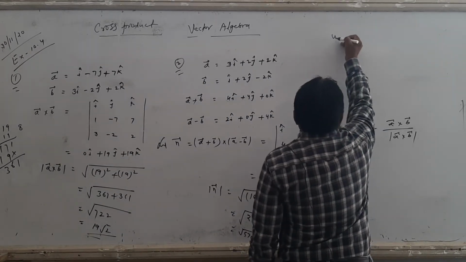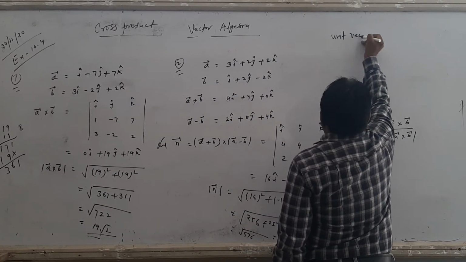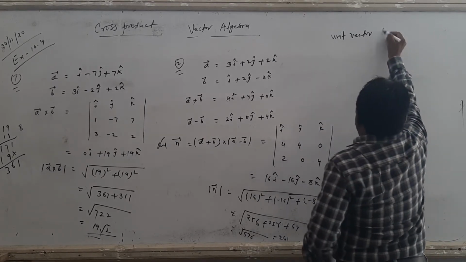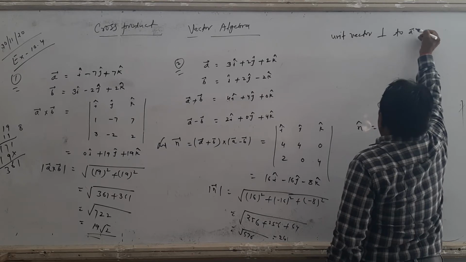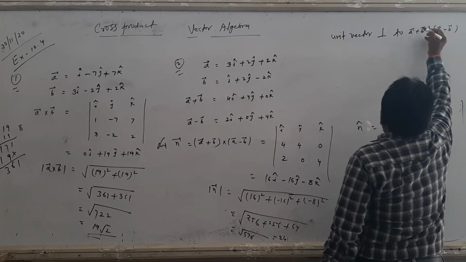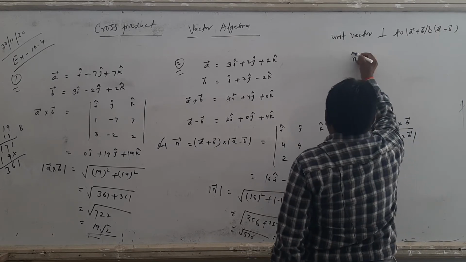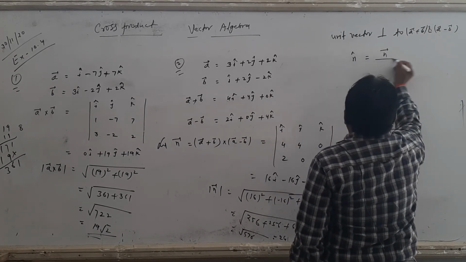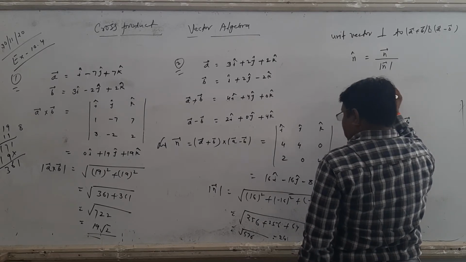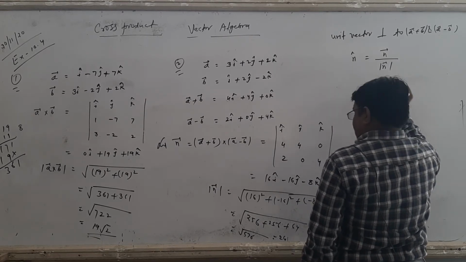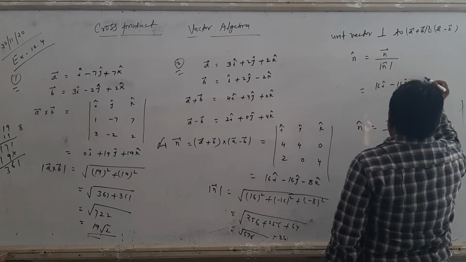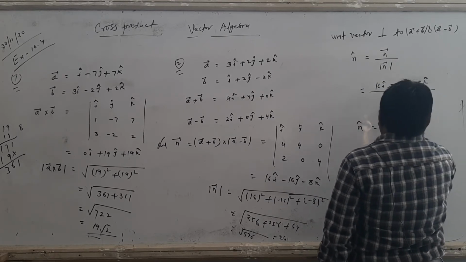Now find the unit vector perpendicular to vector a plus b and vector a minus b. So the formula is n cap equals vector n upon magnitude of n. So vector n is 16 i cap minus 16 j cap minus 8 k cap, and magnitude is 24.